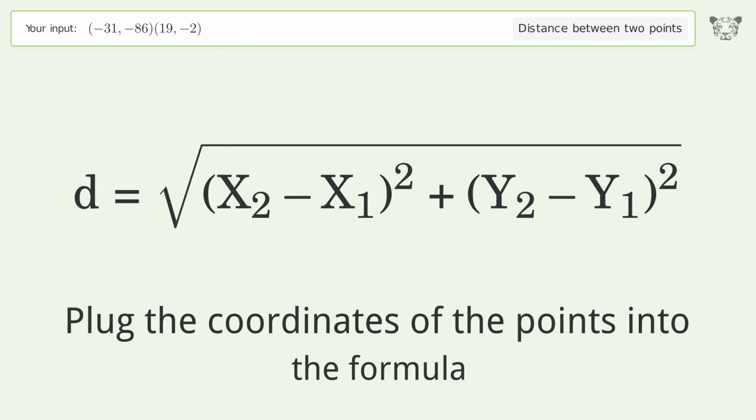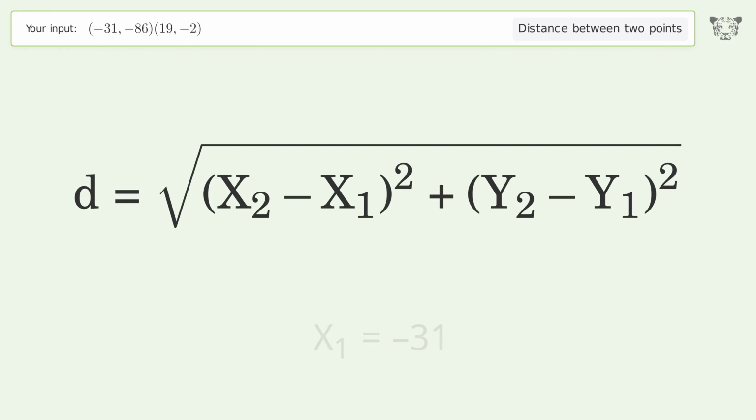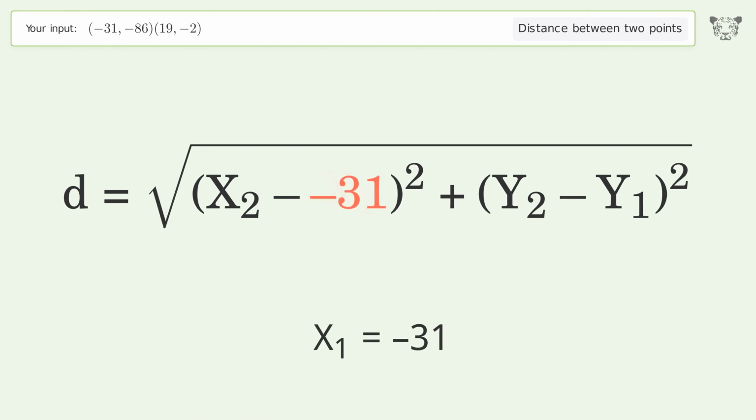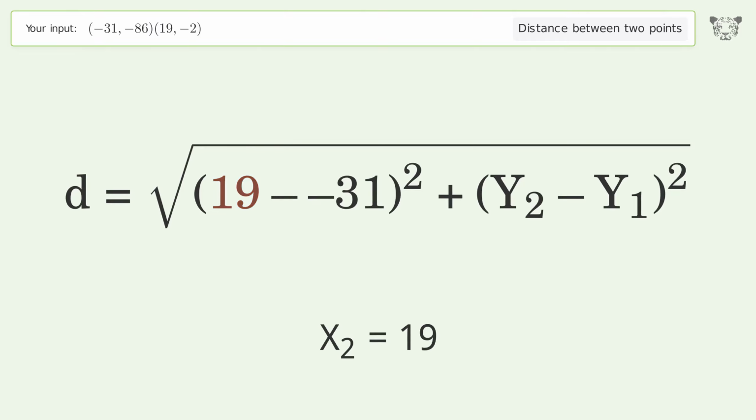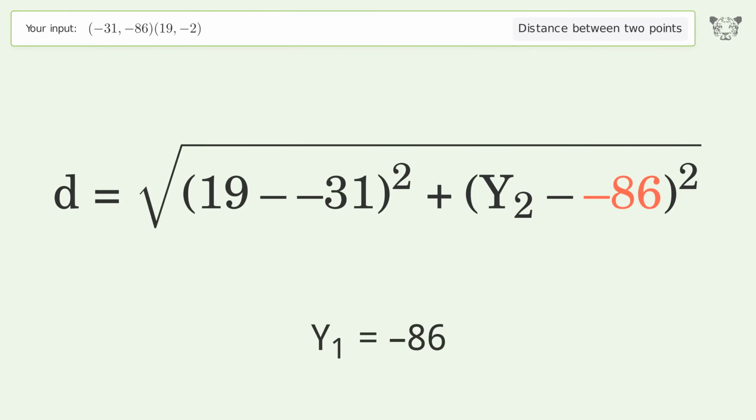Plug the coordinates of the points into the formula. x1 equals -31. x2 equals 19. y1 equals -86. y2 equals -2.